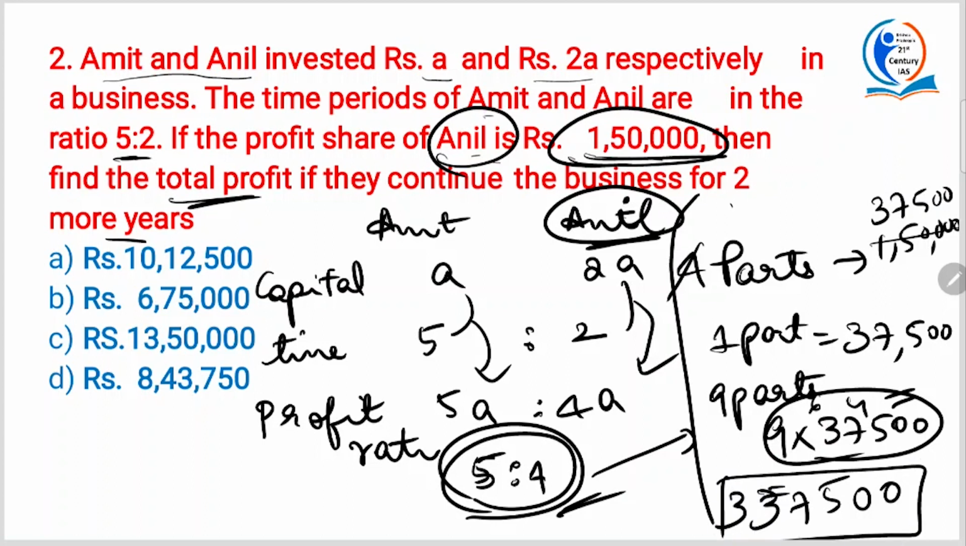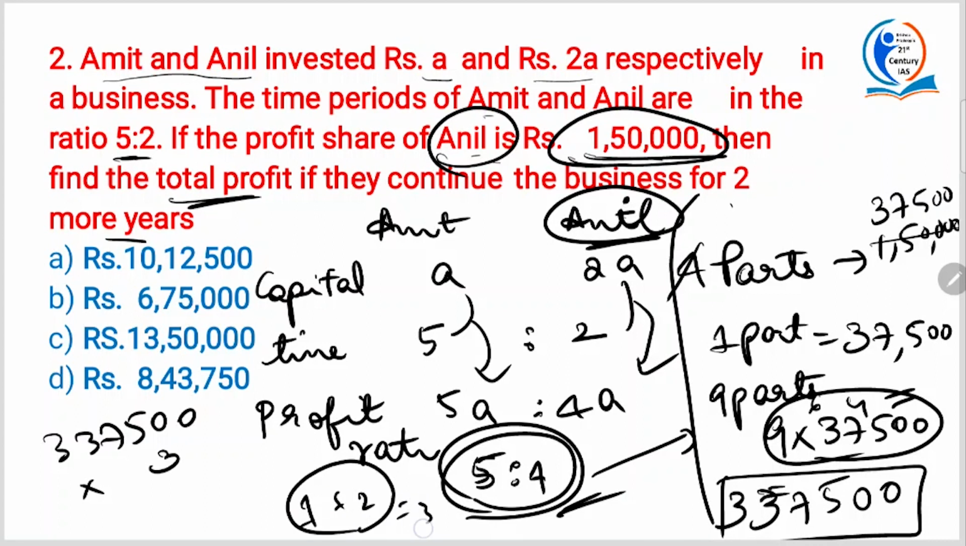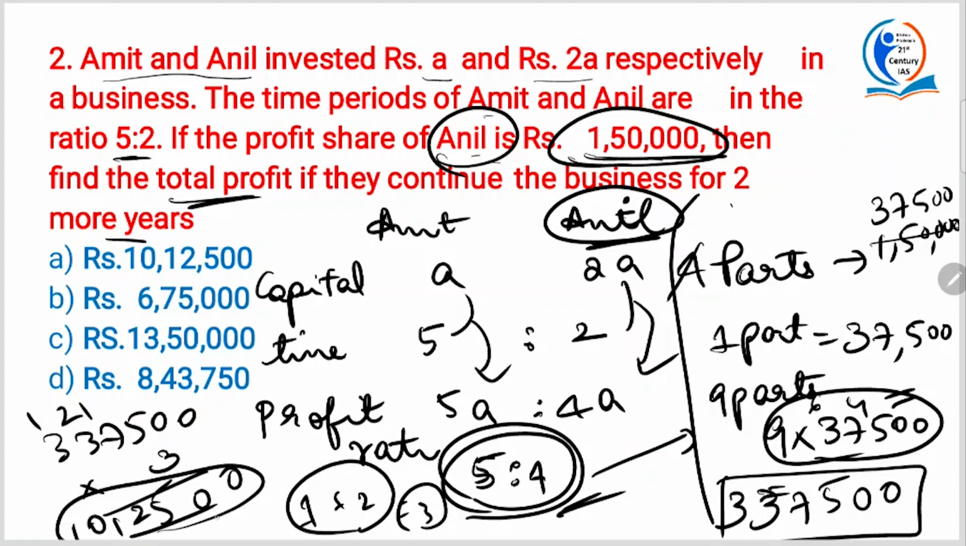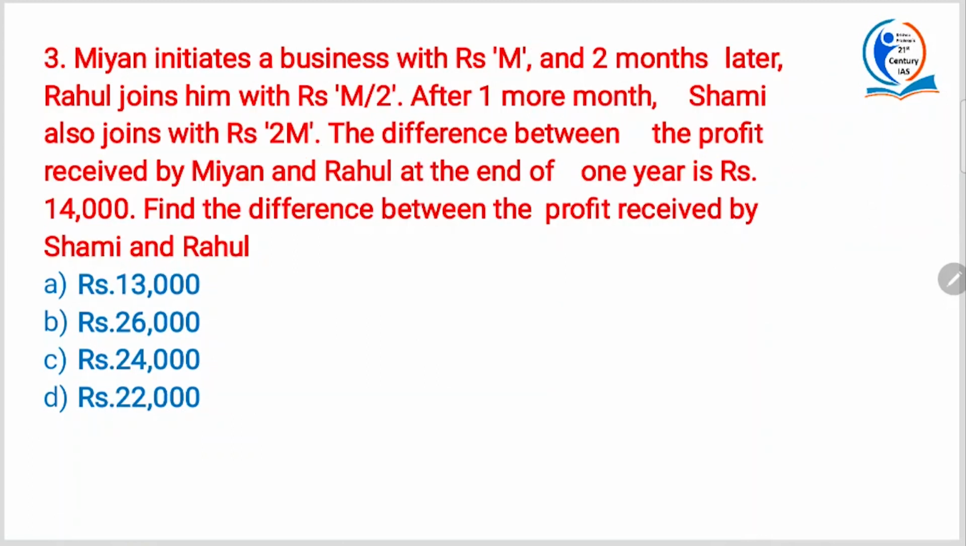For 3 years, how much is it? It will become 337,500 into 3. Because 1 year plus 2 years is how much? 3 years. At the end of 3 years, it will become 3 times of this number. 0, 0, 5, 1. And 3 sevens are 21, 22, 9, 10, 11. 1012500. So this is the answer. A is the answer. Alright.